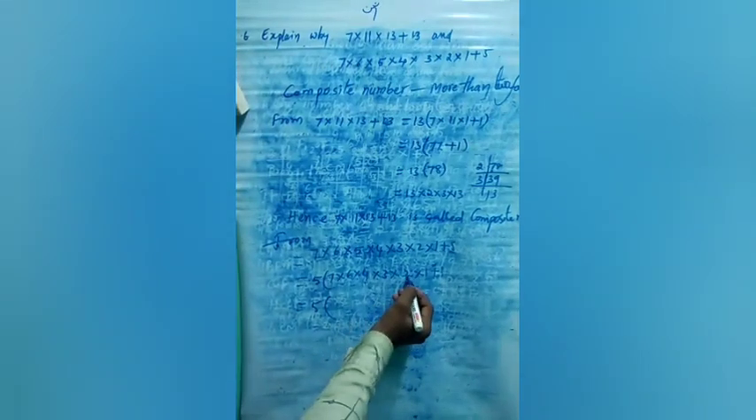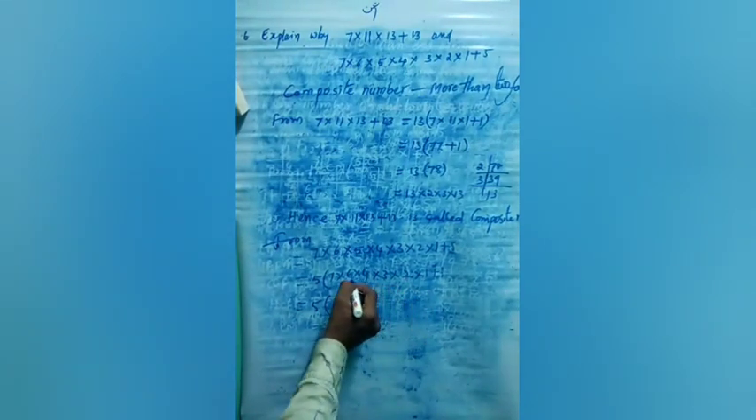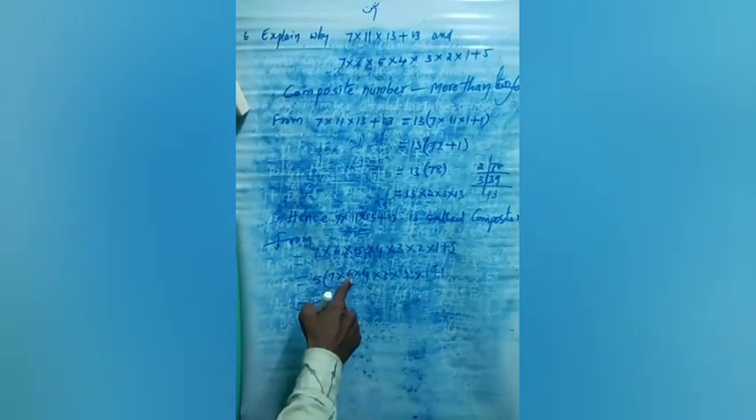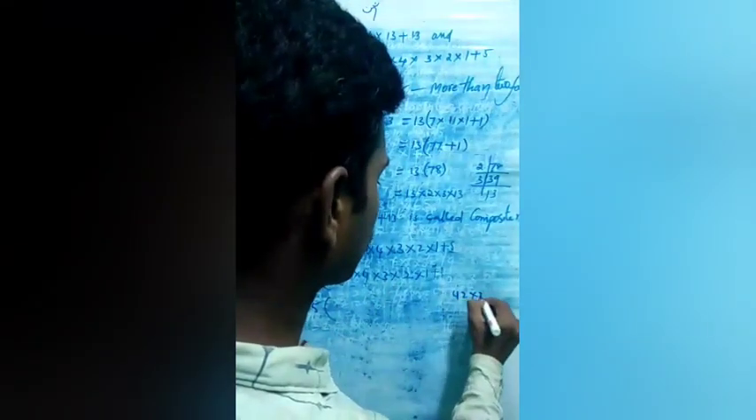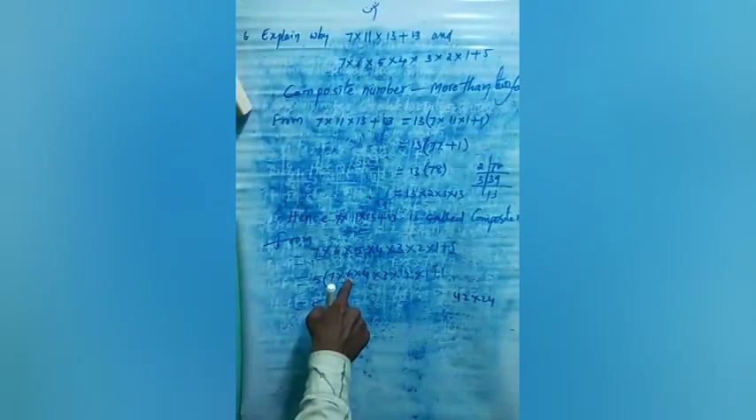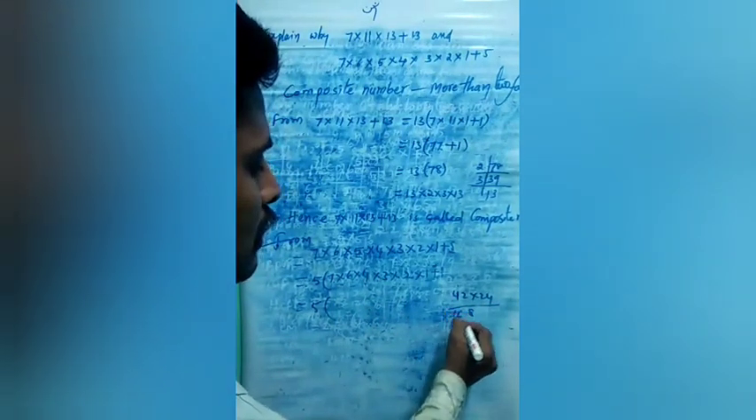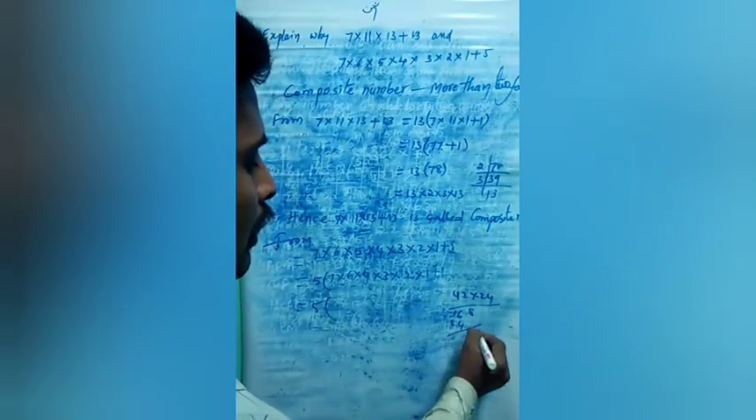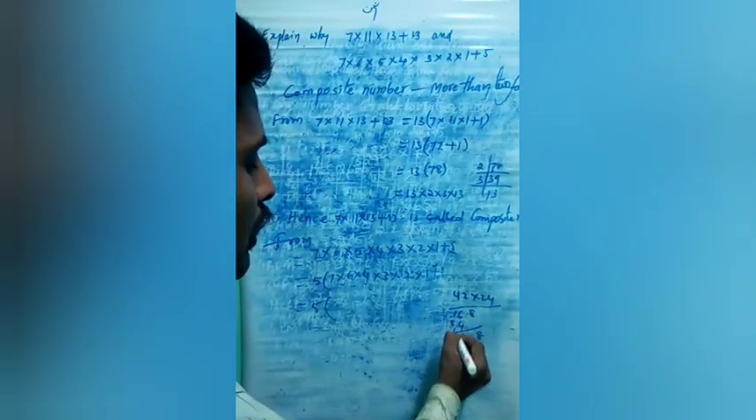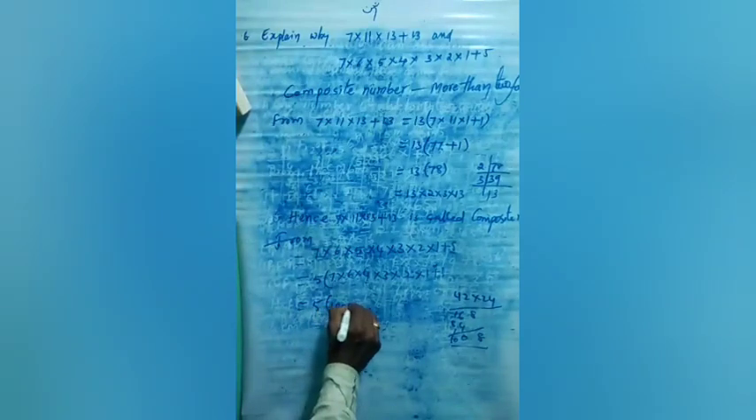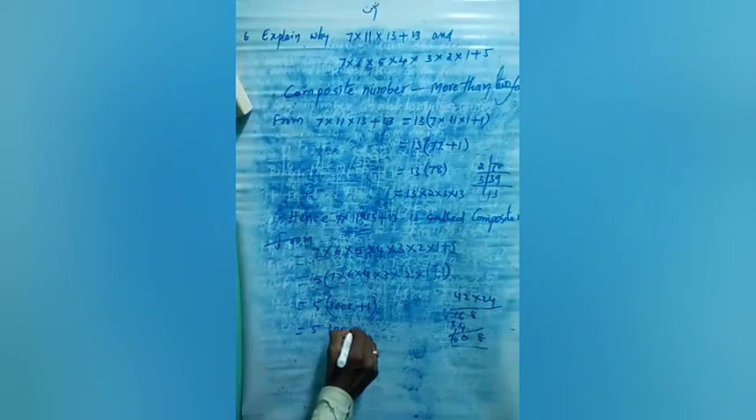Then 2 3s are 6, 6 6s are 36, 7 6s are 42. 4 3s are 12, 12 2s are 24. So 42 into 24: 7 6s are 42, 4 3s are 12, 12 2s are 24. 4 2s are 8, 4 4s are 16, 2 2s are 4, 2 4s are 8. That means 1008, plus 1 is there. Here we go: then 5 into 1009.